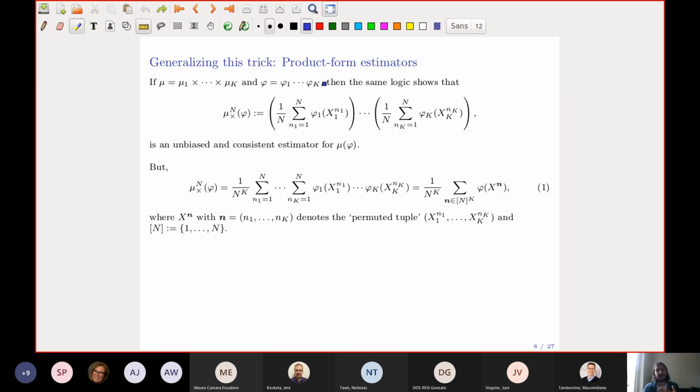Now, okay, so this generalizes a little bit, but not that much. This is still a rather special circumstance, and in particular, you're in this trivial setting in which your average of interest decomposes into the product of several univariate averages. So can we go a little bit beyond this?